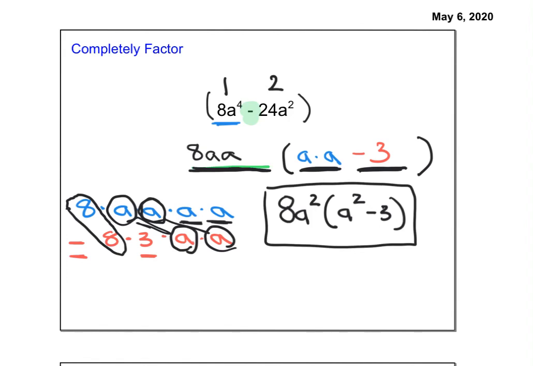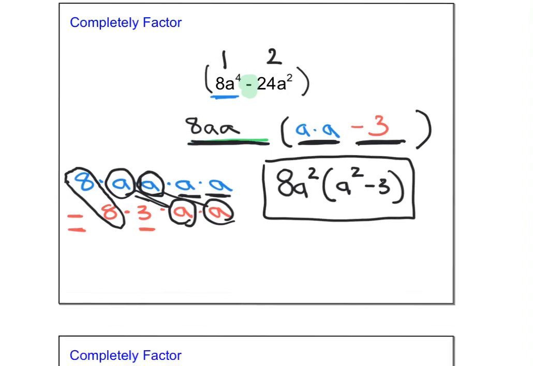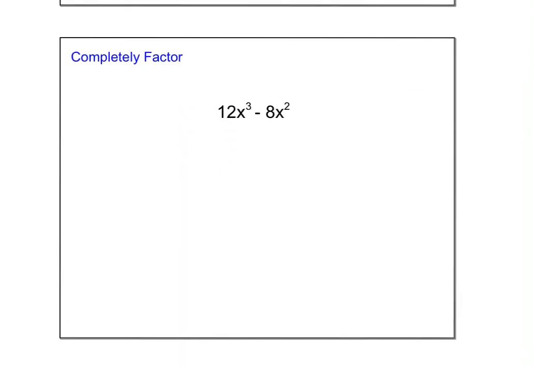That's considered completely factored. Three more examples to go. Here's another one. I really like the look of this one. It looks really similar.